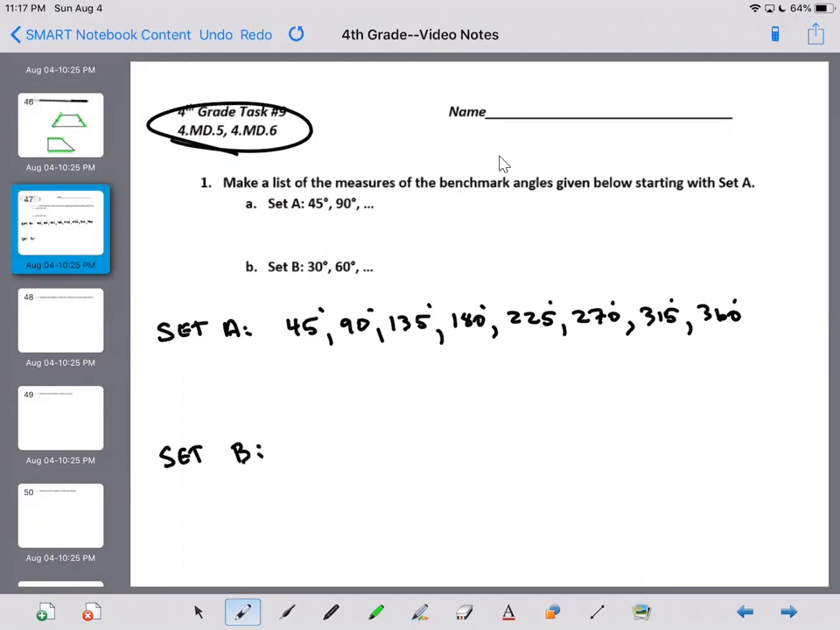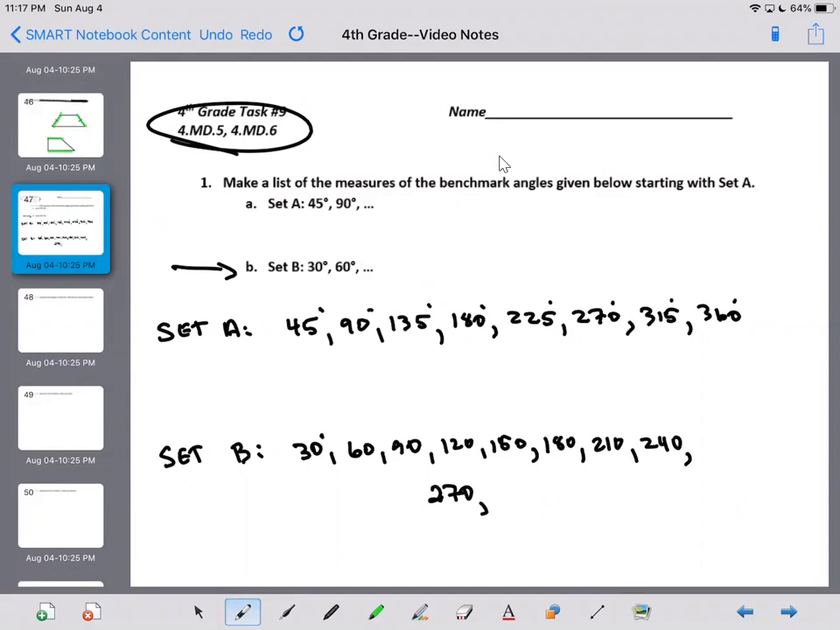Let's look at set B. And with set B, we started out with 30, and we're going to use 30 as a benchmark angle and basically skip count by 30s. So 30, 60, 90, 120, 150, 180, 210, 240, 270, 300, 330, and 360.